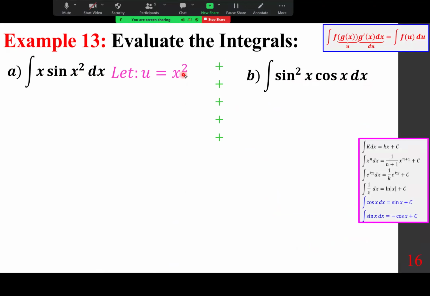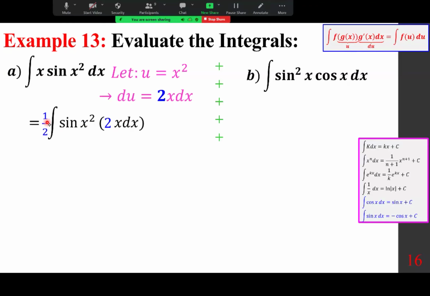Its derivative is 2x, therefore du is 2x dx. We rewrite this such that x is next to dx and number 2 is missing. Instead of solving for dx, I would just throw in the 2, undo it with 1/2. This is sine u, this is du. The integral of sine is negative cosine. So 1/2 times negative cosine u and a constant.